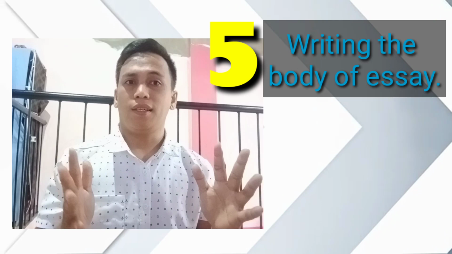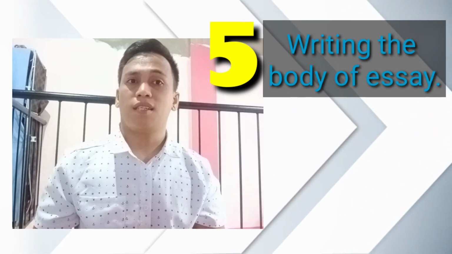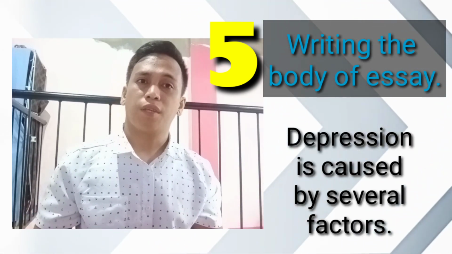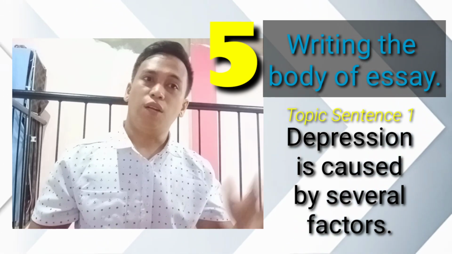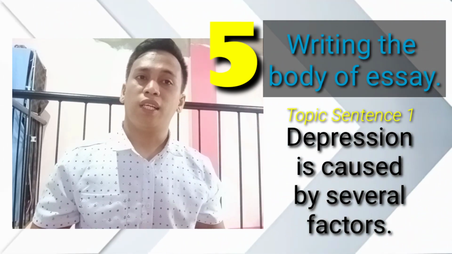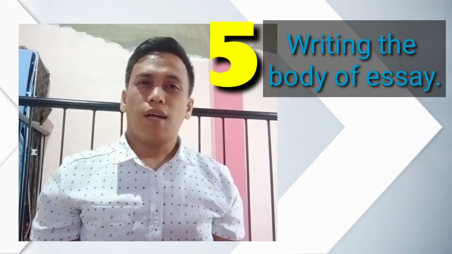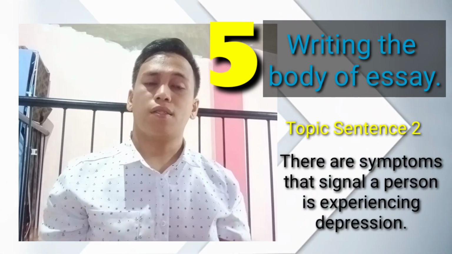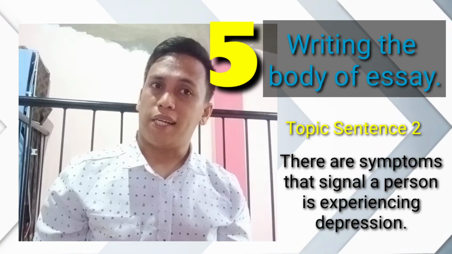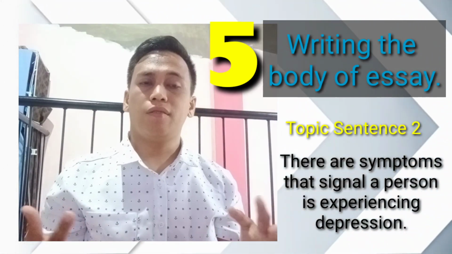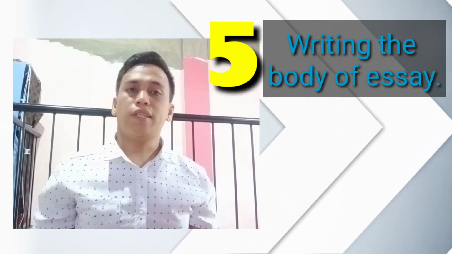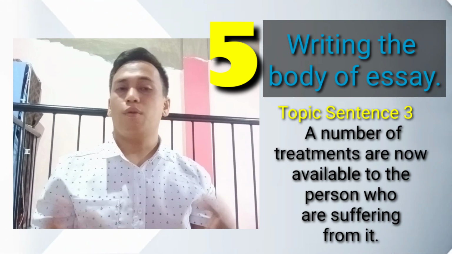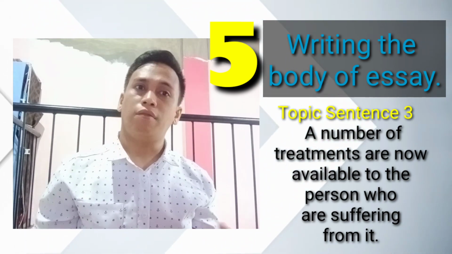Example, in your body, you can have 3 topic sentences. Since a body must have at least 3 paragraphs, your topic sentence 1 could be: depression is caused by several factors. This will be your first controlling idea in your body. An example of your topic sentence number 2: There are symptoms that signal a person is experiencing depression. A third topic sentence will be: A number of treatments are now available to people who are suffering from depression.